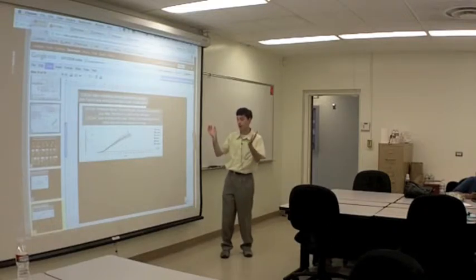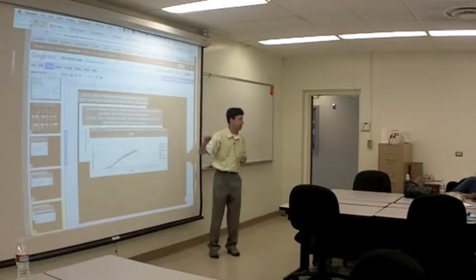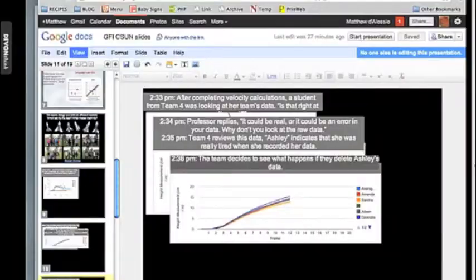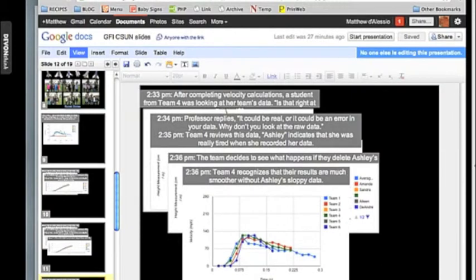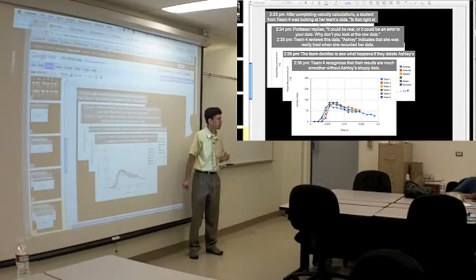So what happens next? The team decides to delete Ashley's data just to see what happens. It's a fair thing to do to get started. It's not necessarily the best practice, but let's go ahead and get rid of hers, and then watch what happens to the team's results. All of a sudden, Team 4, the green one, now their curve looks like this. Smooth. More realistic of what actually was happening to their rocket.